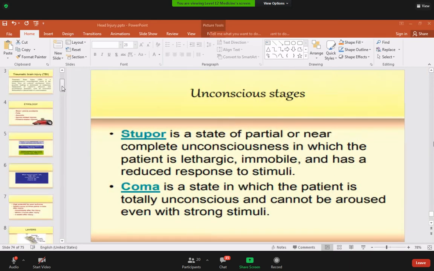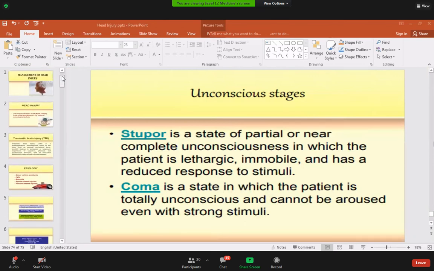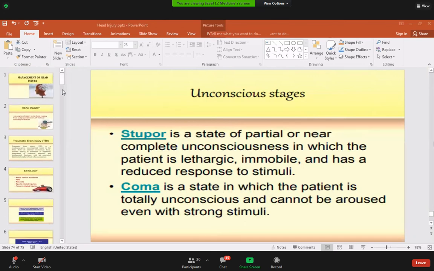Now, the important thing here is that any patient presenting to you with head injury, you have to keep in mind that it is a trauma. So the focus of trauma is the same. You have to treat the patient. You don't have to look for just diagnosis. Diagnosis is side by side. You have to diagnose, but whatever is the patient's presentation, you have to treat that also.